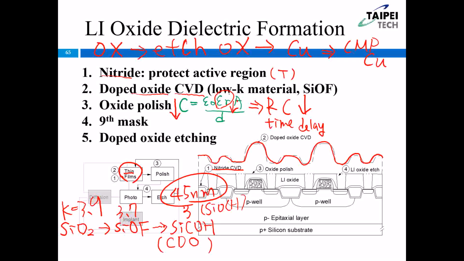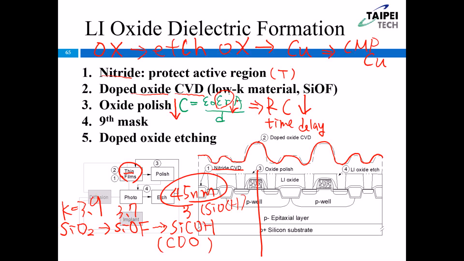Okay, we still use SiO2 as the main material. But right now we have the CH3 group to replace the oxygen, okay? But until right now, we haven't changed to a completely different material, right? So until right now, we change the different material.